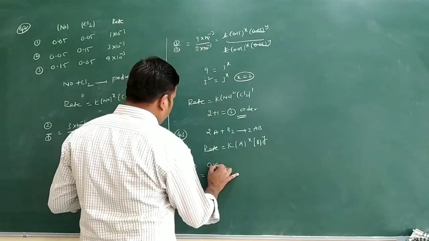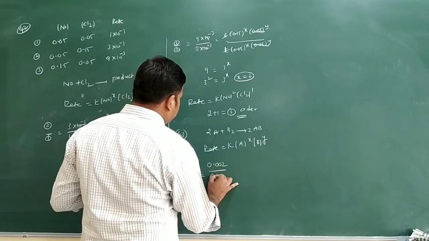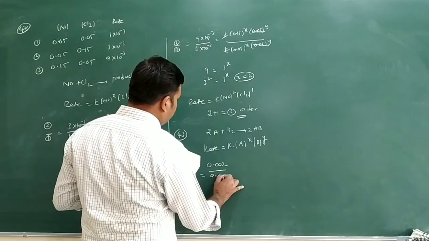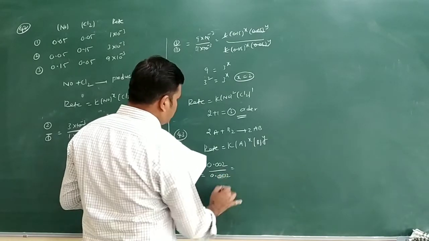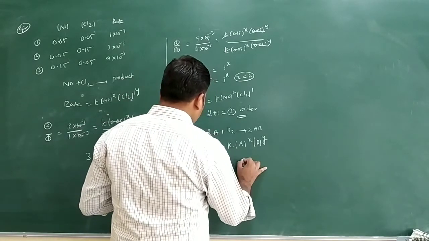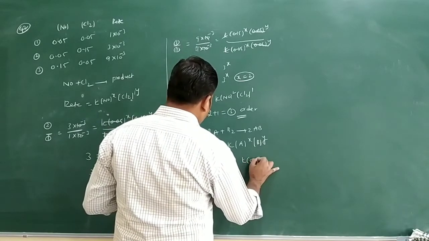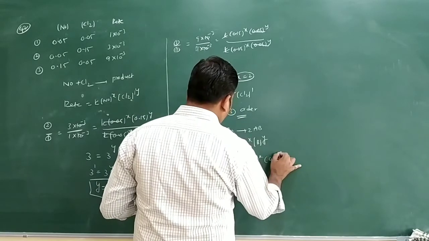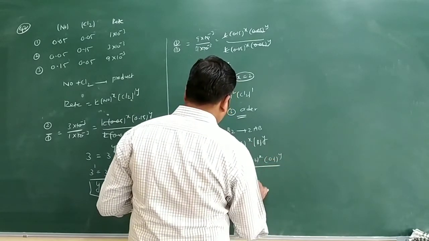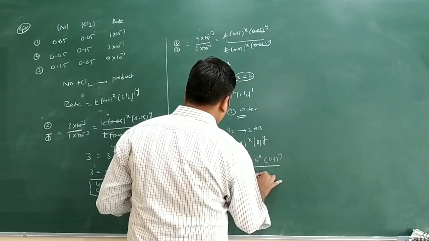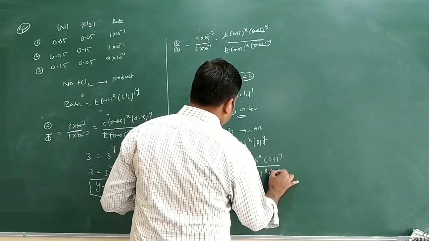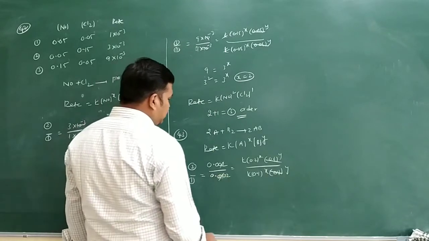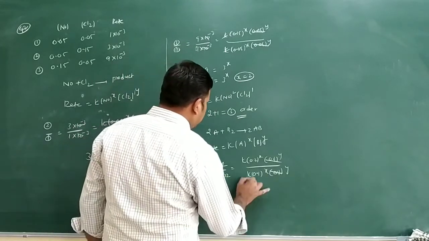This is 0.002 by 0.002, that is equal to, what will you get, this is k into 0.2 whole power x into 0.1 whole power y by k into 0.1 whole power x into 0.1 whole power y. This cancels here. 0.2, 0.2 cancel, means what can you write here? 1 you will write. k and k cancel.